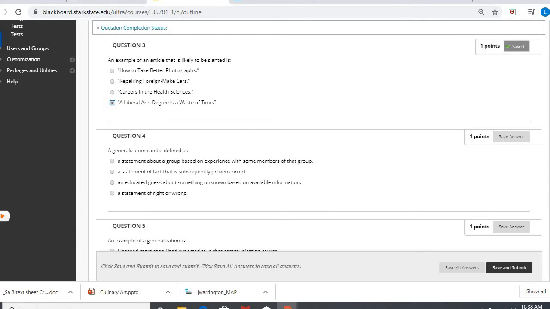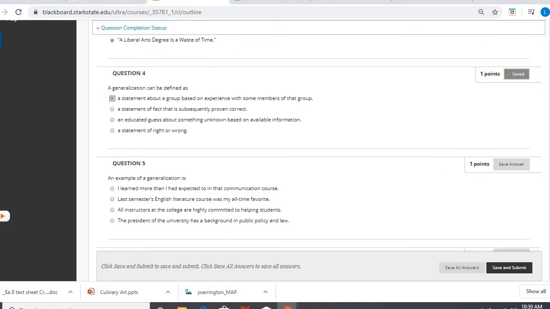Question 4, generalization can be defined as, so it's basically asking us to define a generalization because these happen quite often in writing, and we have to be aware when an author is generalizing. A generalization is someone's statement or belief based on experience with some members of that group. So a generalization is when maybe you've interacted with a person of a particular group, whether it's gender, race, culture, and based on that interaction, you try to come up with a statement that fits every single person in that group, which obviously can't be done. You don't know every single person in every single category there.